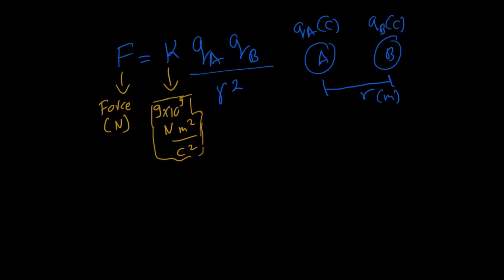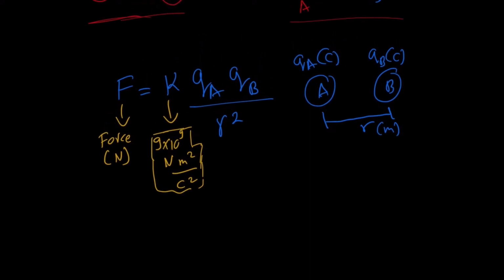So this is a constant that you're going to be using in order to make sure that your formula works in that sense. So QA will be the charge of A, which is in coulombs, given the letter C, and QB is the charge of B, given the letter C as well. The unit of measurement is coulombs. R squared is for the distance between the charges.